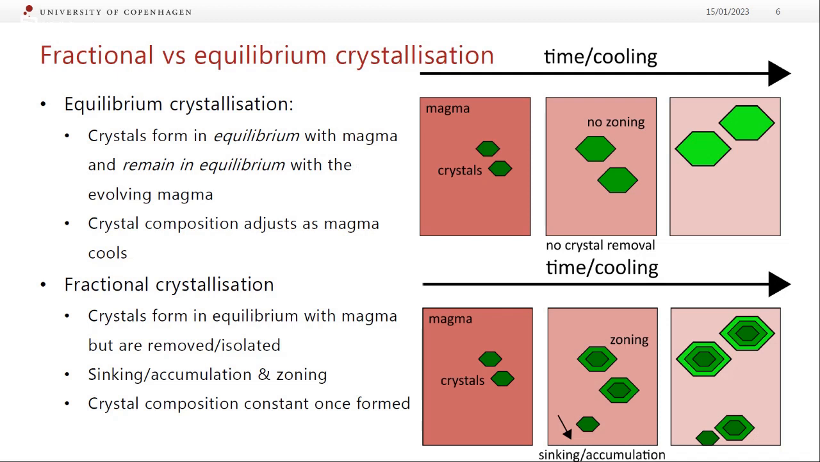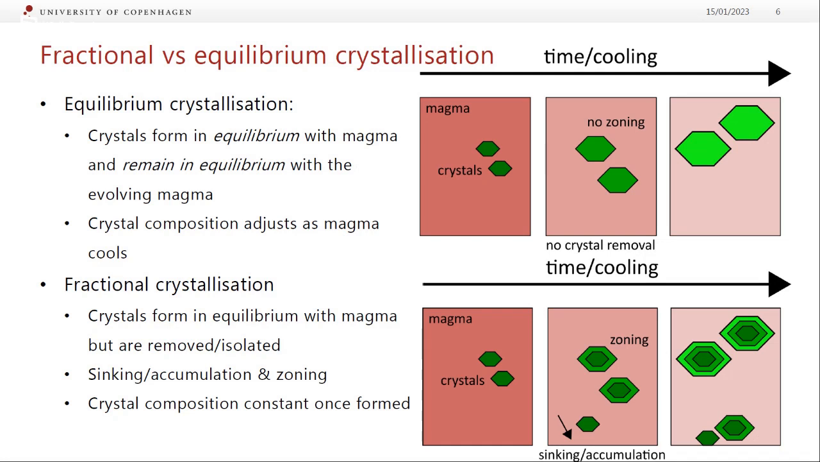Now, this is the style of crystallization that all the phase diagrams use because they're based on melting experiments where people try and heat everything to the same temperature and sit it there until it's all equilibrated, and then they measure how much olivine do I have, how much melt do I have, all that kind of thing.